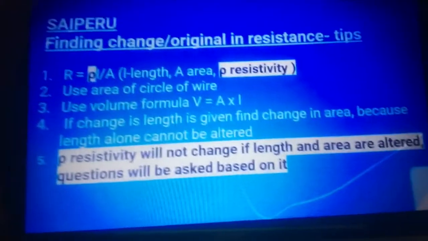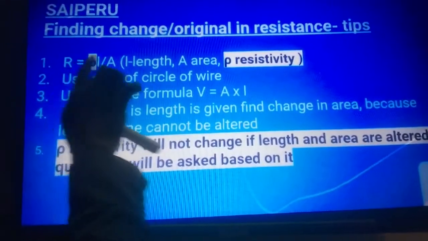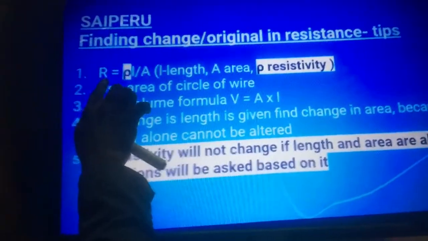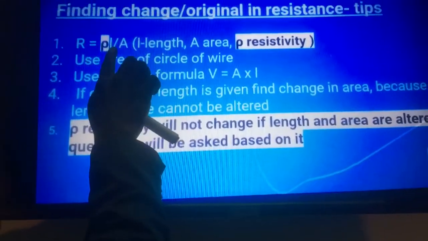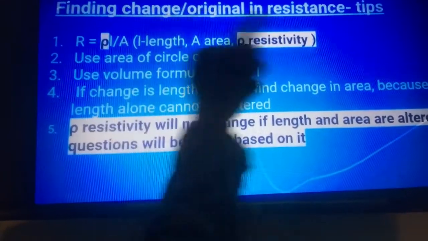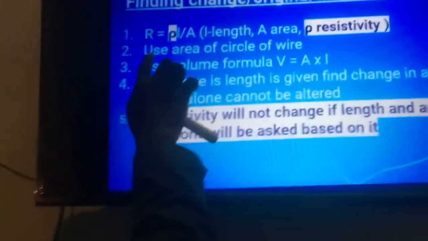Today we will see how to calculate resistance change when the length is changing or when the area is changing. Before that, we'll see the things to remember while solving this problem. First, you have to use this formula: R, resistance, is equal to rho L by A. Rho stands for resistivity, L stands for length, and A stands for area. So you have to use this formula.